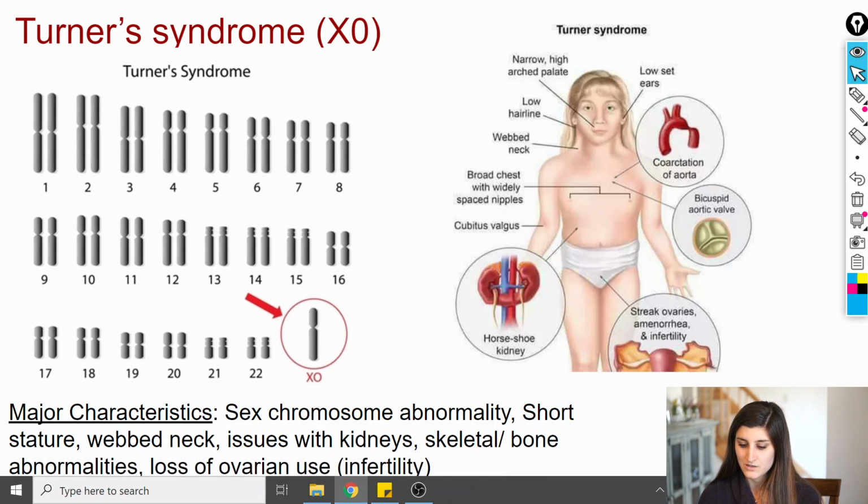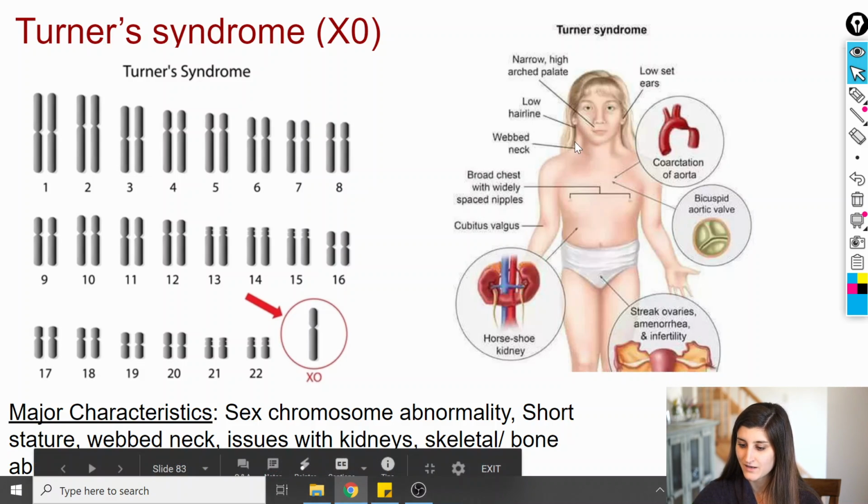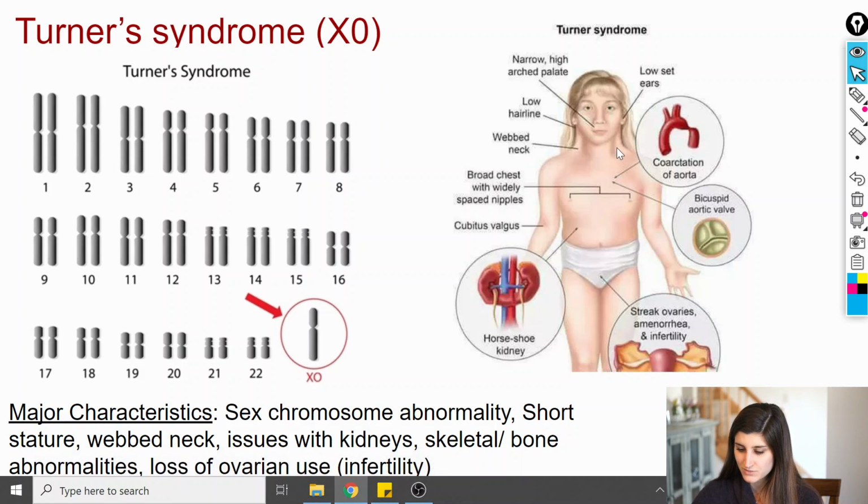So sex chromosome abnormality, like we just talked about, they're typically much shorter in height. They have like this webbed neck, excess skin on the side. There's also some issues with their kidneys, skeletal/bone abnormalities, and loss of ovarian use. So they are infertile, so they cannot have children.